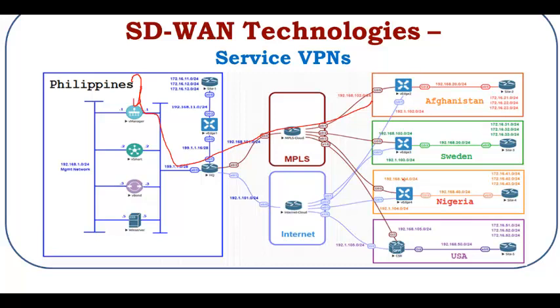Sir, one question. Question, please. Suppose we have two vSmarts. How will the vEdge choose which vSmart to use for routing? Basically, if the vSmarts are synchronized, it's kind of anycast. Not both will be communicating to the same vEdge. Only one, the nearest one, will be responding. We'll talk about that in detail when we go.